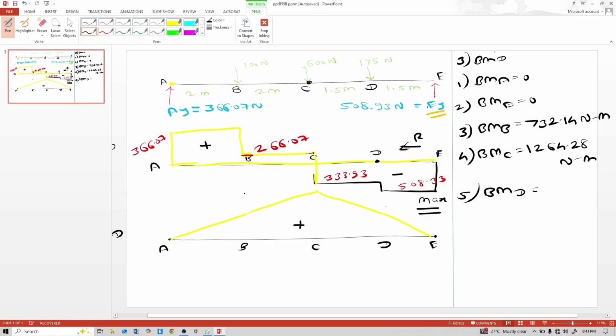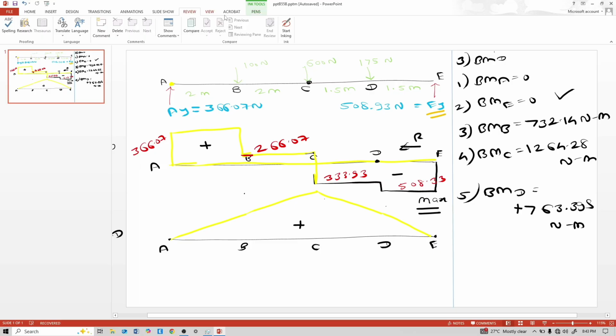This E_y is 508.93 anti-clockwise. That is minus 508.93 into 1.5. That means minus 763.395. And this minus value we take positive because we considered from the right side. So positive 763.395 Newton meter. And at point E it is 0.